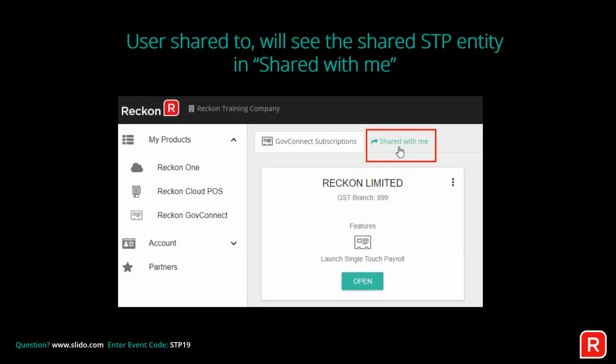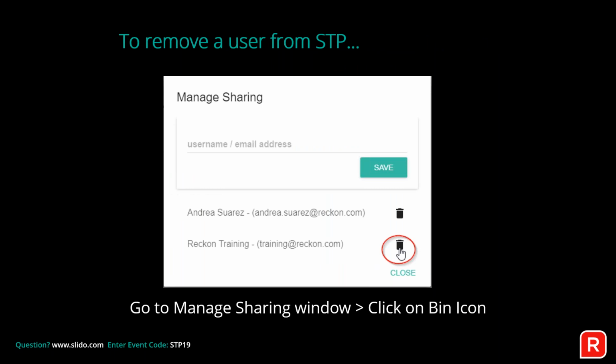The person you share it to will not see a tile on their home screen. They'll need to go into Shared with Me, and they'll see a list of shared STP entities there. To remove a user from an STP entity, just click on the three dots again, Share with Users, and in the list below here, just click on the trash can by their name.